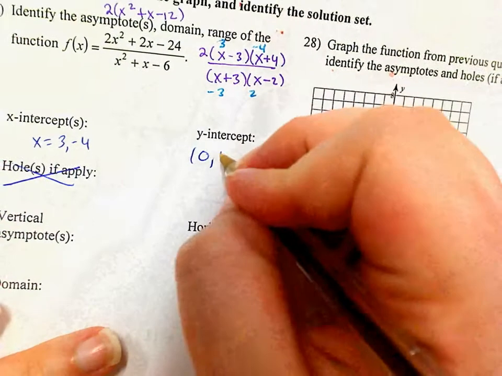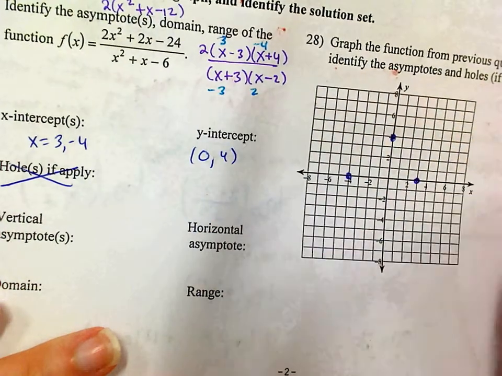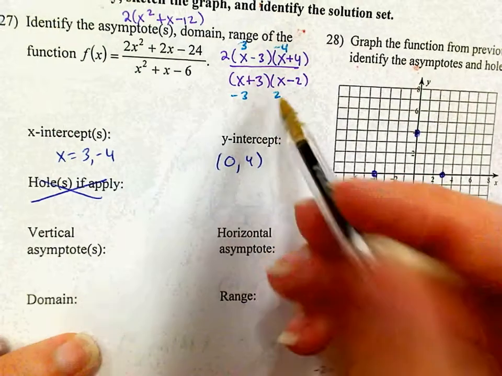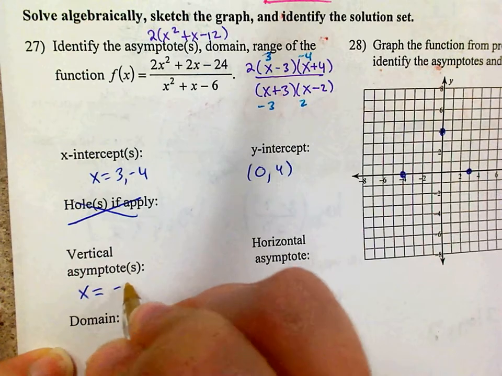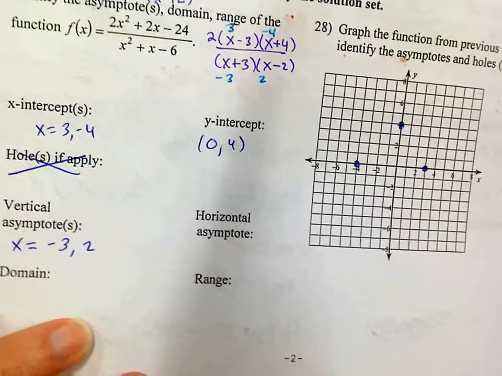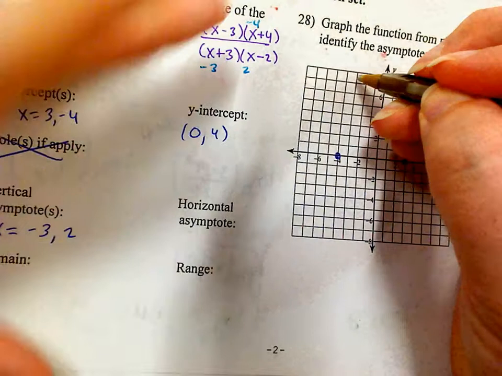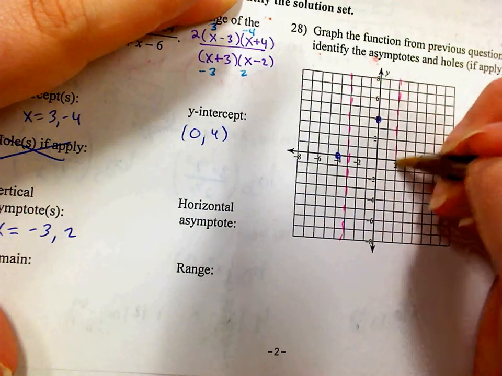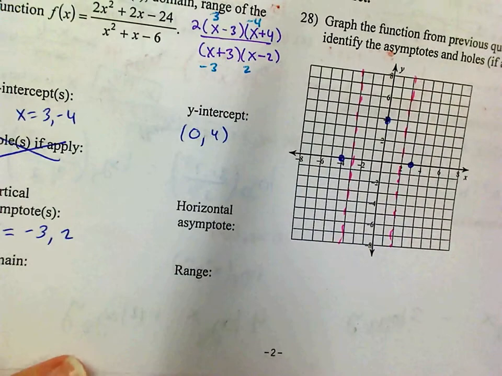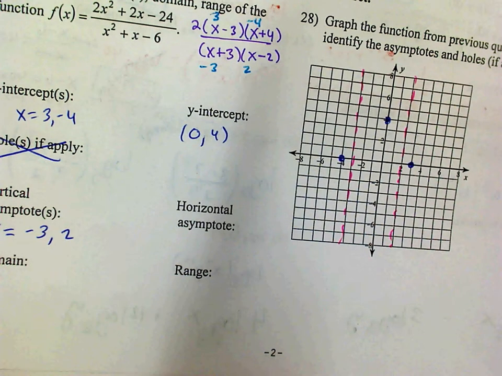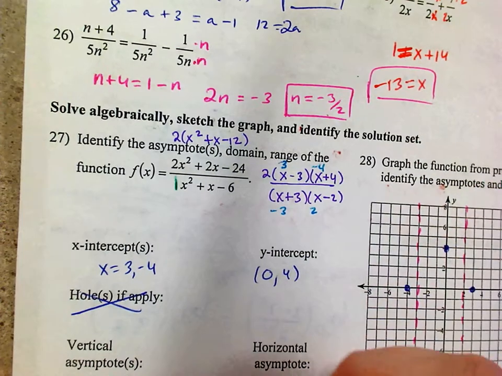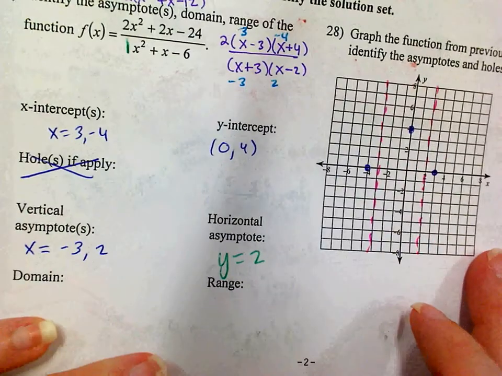Vertical asymptotes occur when only the denominator equals 0. The denominator equals 0 at x equals negative 3 and positive 2. So I'm going to go to negative 3 and draw a dotted vertical line, and at positive 2. And then horizontal asymptote has to do with powers. Where's the higher power? They're actually the same, which means they grow at the same rate, 2 to 1. So my horizontal asymptote is at y equals 2, and I'm going to draw a dotted horizontal line.